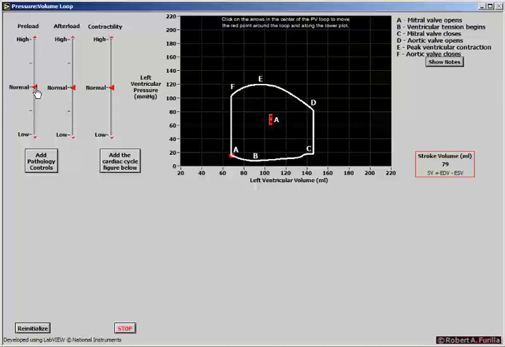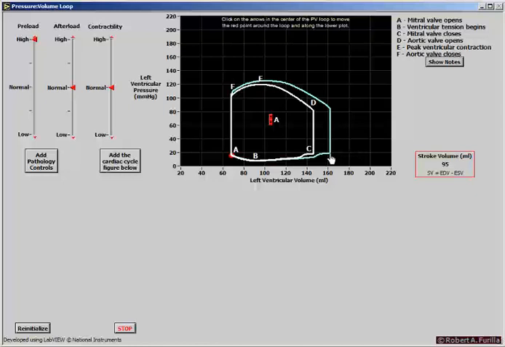Increasing preload, as we see here, causes an increase in the amount of blood entering the left ventricle. So here we went from about 147 milliliters to maybe 162 milliliters of blood in the heart. This increase in ventricular filling is the result of an increase in venous pressure, which is driving the blood into the heart. And pressure is related to volume, so an increase in venous blood volume would cause an increase in venous pressure and therefore an increase in preload.